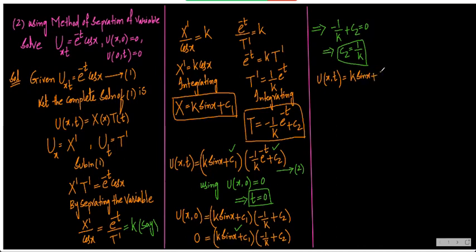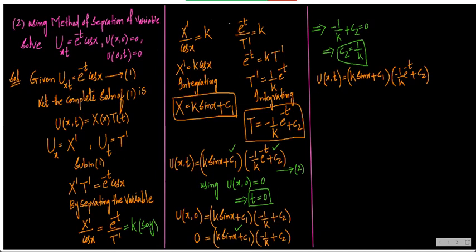k sin x plus C1 into minus 1 by k e to the power of minus t plus C2, we substitute later on, not now. Because I want to use another condition also. Another condition is what? This condition.